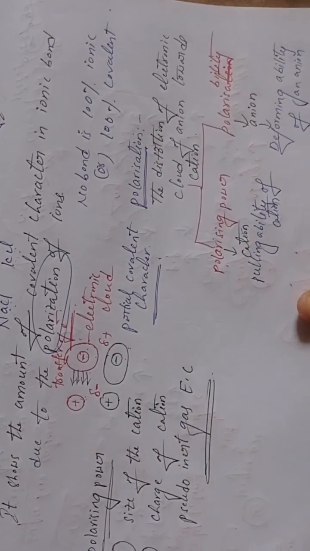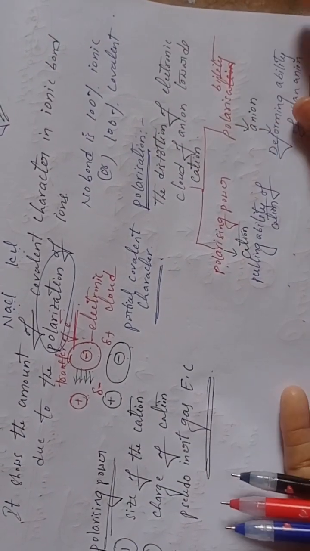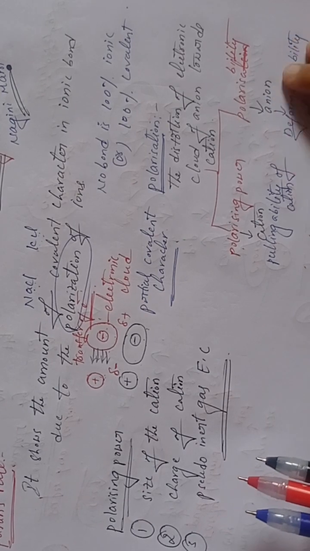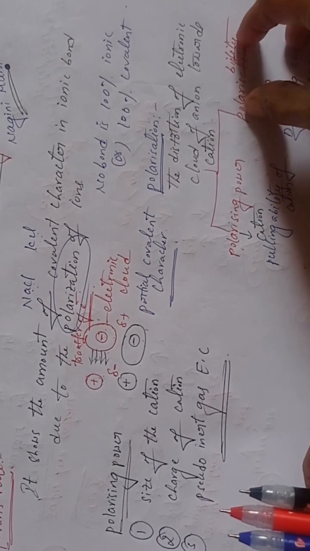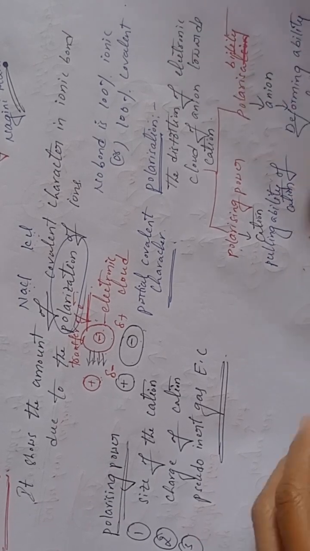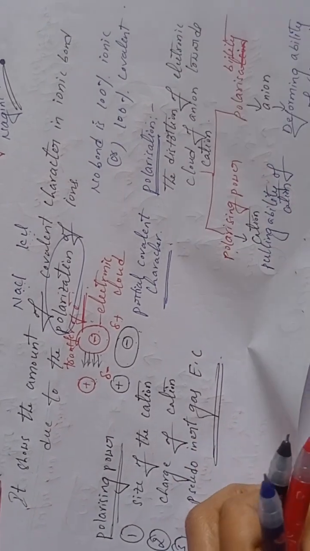What is anion, students? Polarizability. So this is the polarizability. Polarizability is the property of anion. So polarizability depends on two factors, students. One is the size of the anion, another one is the charge of the anion.